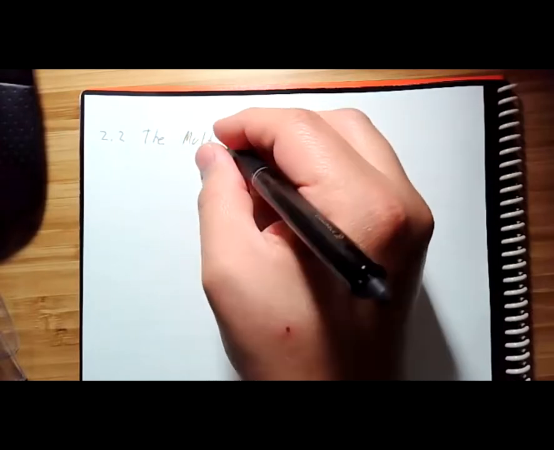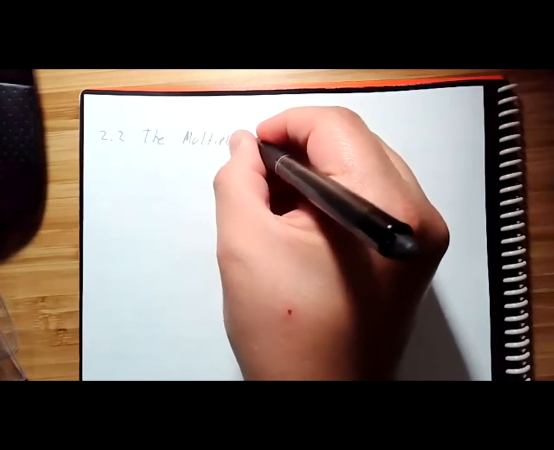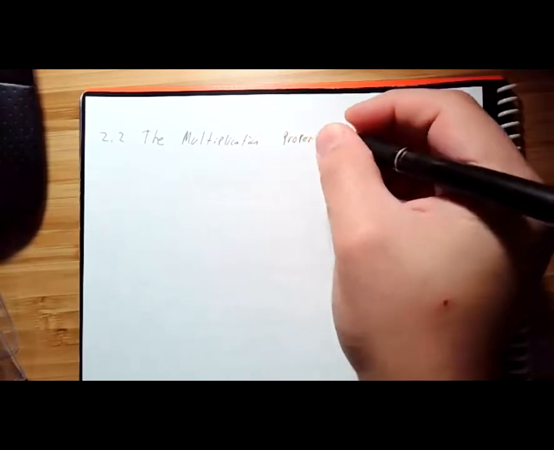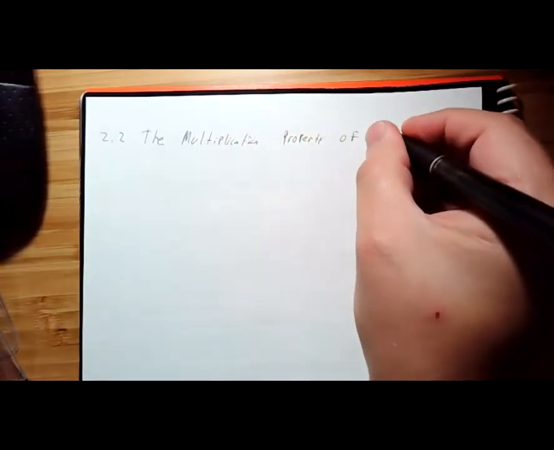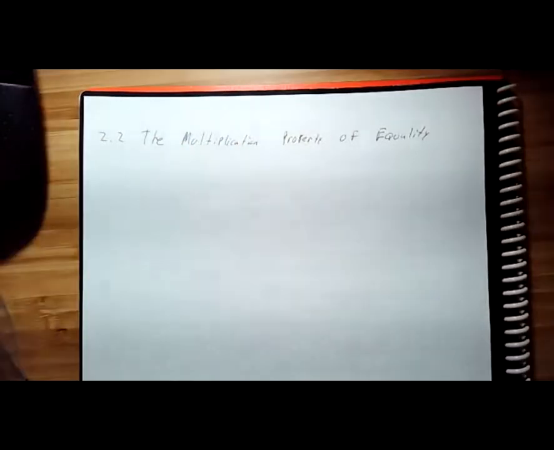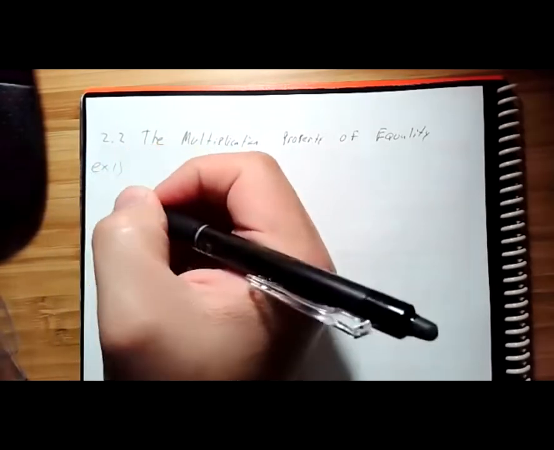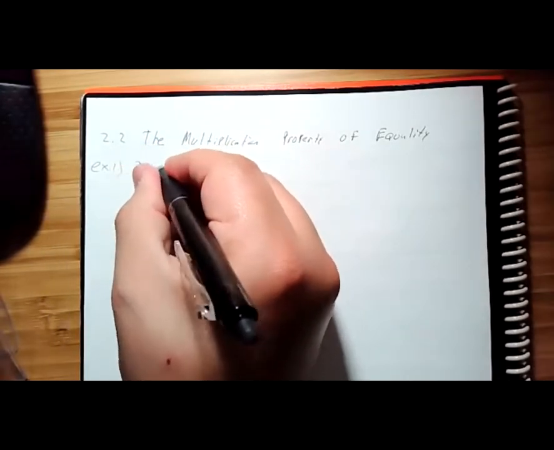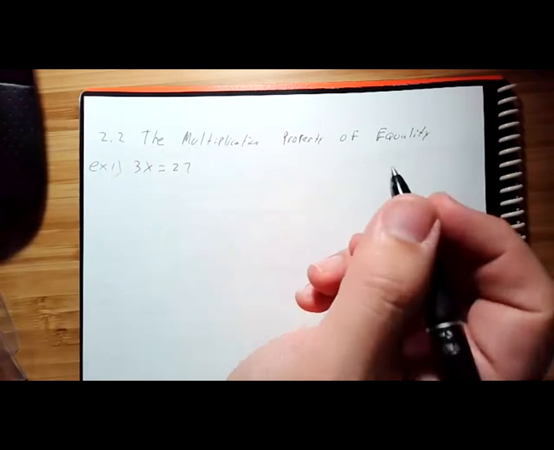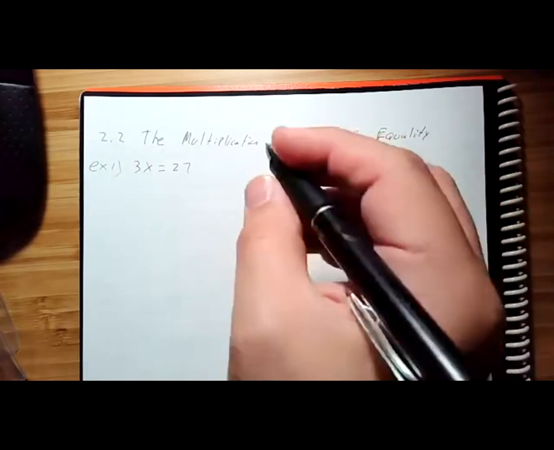The multiplication property of equality. Okay. Number 1. So it starts off with 3x equals to 27. So the only choice here is to multiply or divide. So they're almost the same. So let's do it in 2 different ways here.